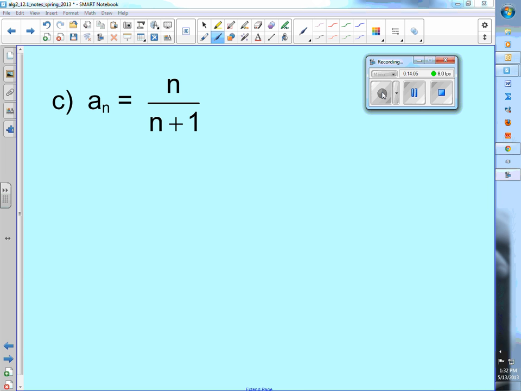All right, let's take a look at the 5 terms you came up with. Philip, what'd you get for the first term? 1 over 2. And you're going to want to write these as fractions.